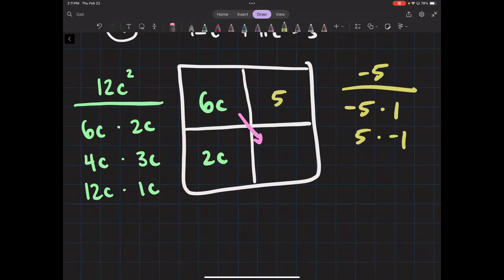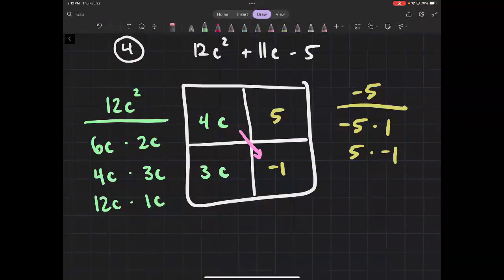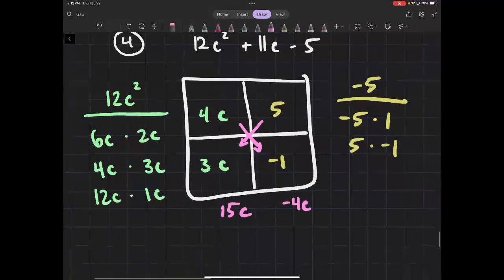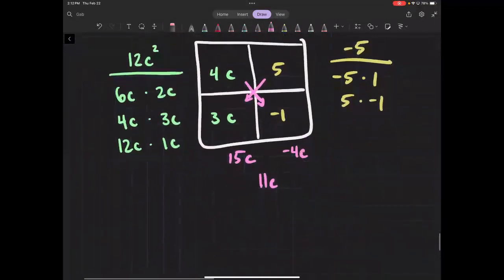Other way, like that? I put 4C, 3C. Okay, let's change it. 4C, 3C. You want to keep the 5 and the -1 the same? Alright, that gives you a -4C. And over here gives you 15C. And do you get positive 11? Yes, you do. Good.